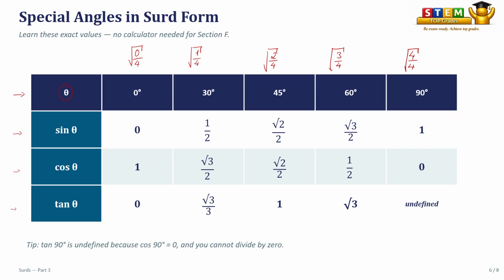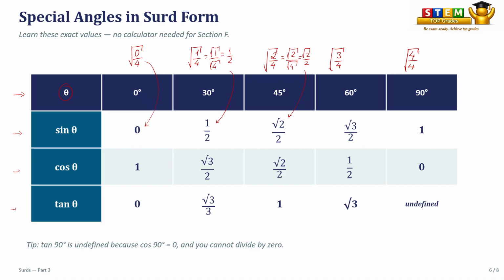Now, if you simplify these, 0 divided by 4, or 0 divided by any number, equals 0. That's what you're going to get for sine. Now, the square root of 1 over 4 is the same as the square root of 1 over the square root of 4, which gives you 1 over 2. And as you can see, it's just that value in the sine row. The next one ends up with a square root of 2, and the square root of 4 gives you 2, so that's root 2 over 2, which gives you the next value for sine.